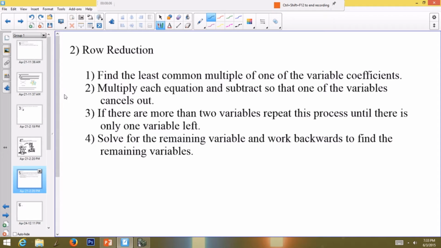Second method I'm going to talk about is row reduction. And row reduction is a similar process to the one we just did, except what we're going to do is find the least common multiple of one of the variable coefficients, and then multiply each equation by a scalar and then add or subtract. I know it says subtract here, but we're going to add or subtract so that one of the variables cancels out. And we're going to continue that process until we're left with only one variable. And then once we've solved for that one variable and we get a number, we're going to work our way backwards to get the other variables.